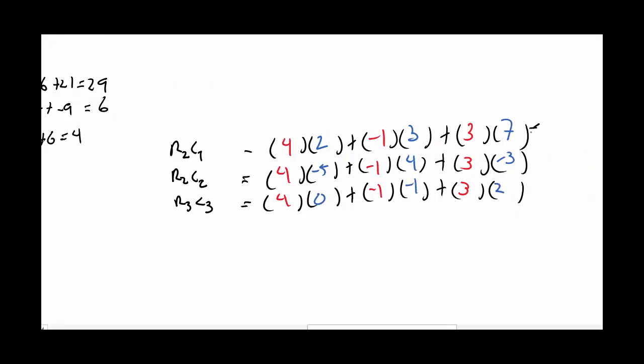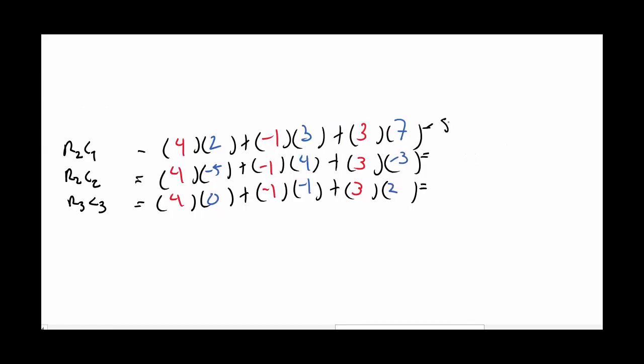All right, and then we'll work out those individual operations. Let's see. This works out to be 8 minus 3 plus 21. What is that? 5. 5 plus 21 is 26. -20, -4, minus 9. Oh, a lot of negatives there. -33. And 0 plus 1 plus 6. So 7. Okay, so let me copy those numbers over.